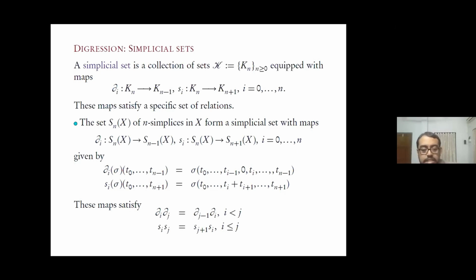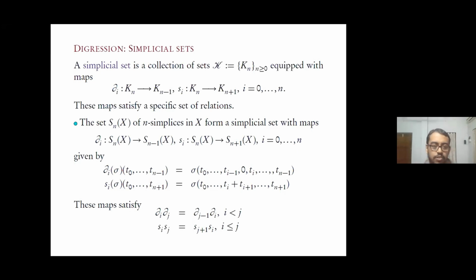In this case, this is actually a very easy check. That del i del j is del j minus 1 del i if i is less than j. And this takes care of both things because I can always switch. And si is this. And then there's one more involving del i and sj, which I haven't written down, but you can figure it out or look it up. So this is our example of a simplicial set that you can associate to any topological space.